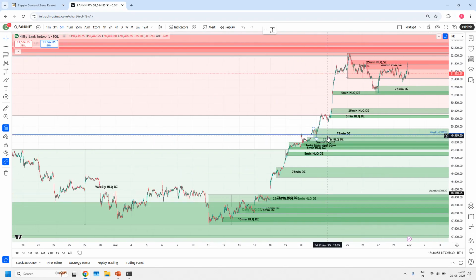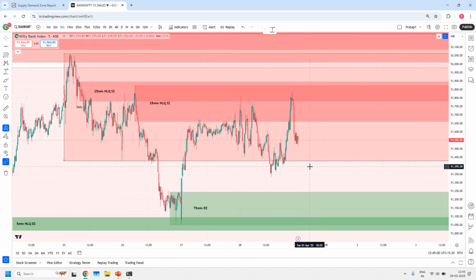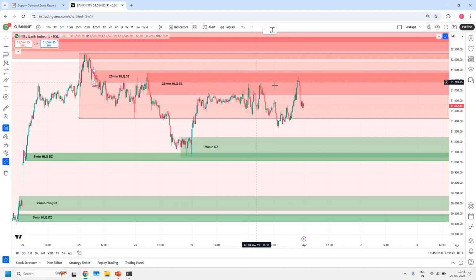So this is how, see, now it looks like everything is clumsy, right? But when you are looking into the most recent price, what is the recently available fine-tuned 5 minute zone or 5 minutes HLQ zone, if you look into that, in between you will be planning your trades. See, here you have a 5 minutes demand zone. Here you will be planning your long trades.